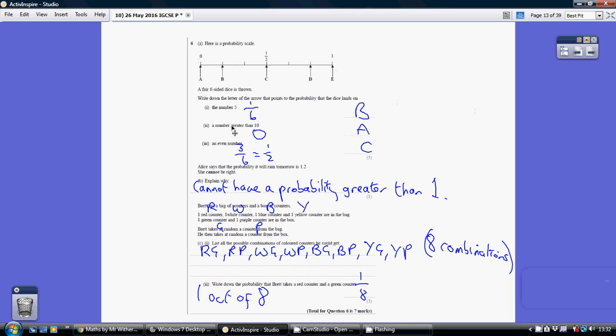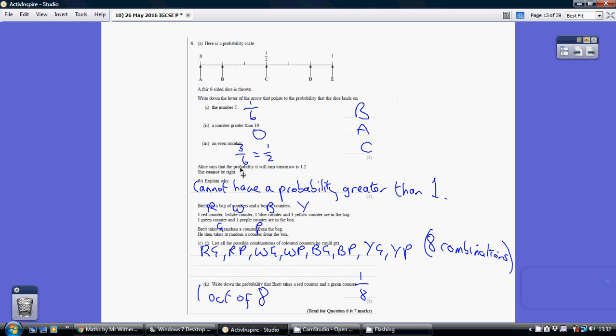Now part 2, a number greater than 10. Well, with a 6-sided dice, it's impossible to get a number greater than 10. So we've got to have a 0 probability, so the letter A. And then part 3, an even number. Well, we've got 3 even numbers, haven't we? 2, 4 and 6. So it's 3 out of 6, which is the same as 1 out of 2, which is a half, represented by the letter C.